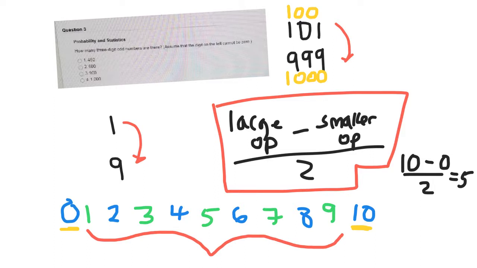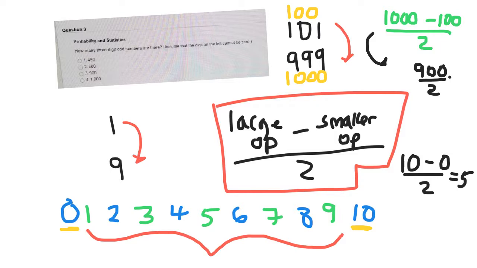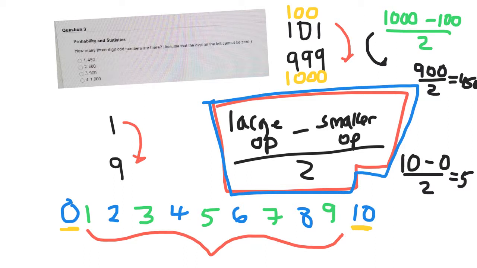So we could take 1000 minus 100 and divide that by 2. Now that would end up becoming 900 divided by 2, which is equal to 450. So for my student, I would recommend using this formula right there.